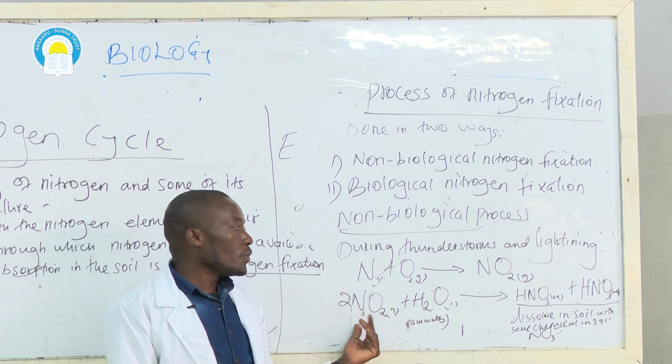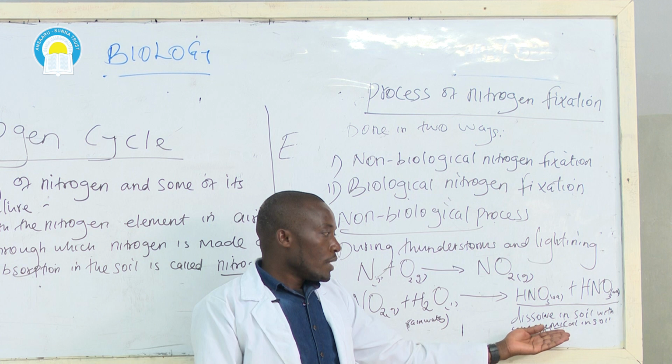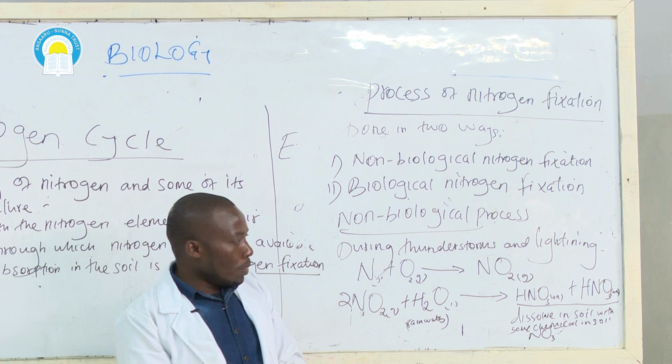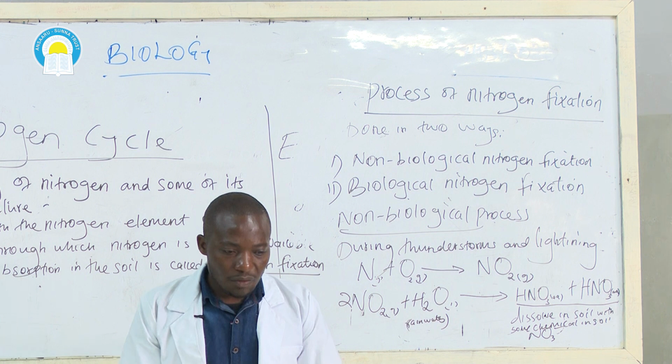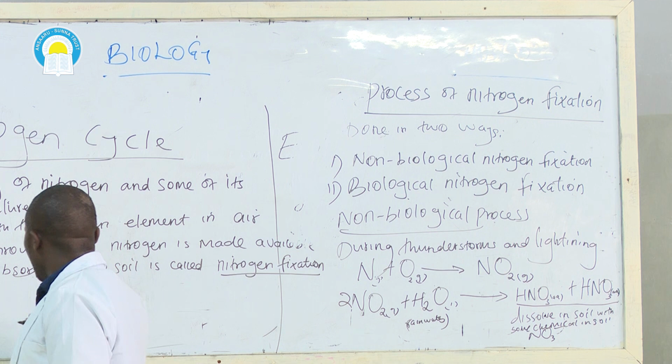The nitrogen dioxide will dissolve in rainwater to form nitric and nitrous acid. Then these two acids will fall down as acid rain, then they dissolve in the soil. Once they dissolve in the soil, they will combine with some of the chemicals which are found in the soil to form nitrates.